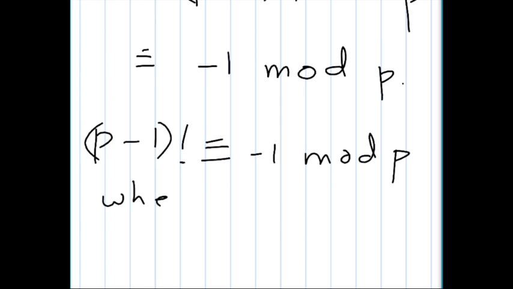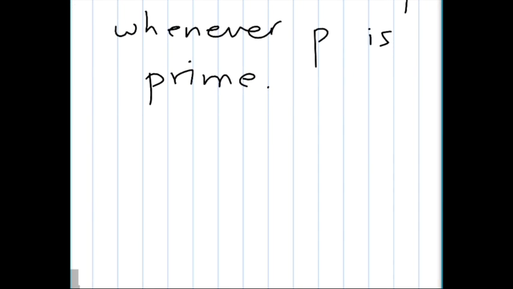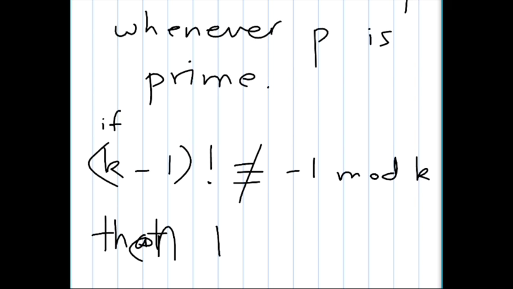So the conclusion is that p minus 1 factorial is congruent to minus 1 mod p whenever p is prime. So this is Wilson's theorem for you. Now what if you have a number k, and you check that k minus 1 factorial is not congruent to minus 1 modulo k? We can conclude that k is composite. In other words, k is not prime.